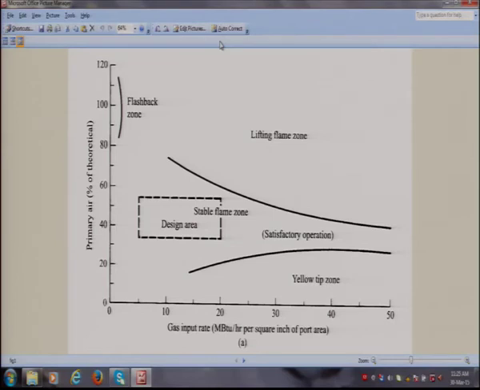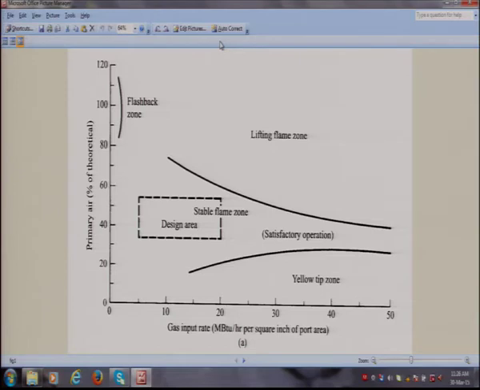All right. So, if you take a look at this, this has the gas input rate. This figure is also from Stephen Turns's book. This has a gas input rate on the x-axis. The gas input rate will mean the fuel air mixture coming out of the port. Okay. And plotted on the y-axis is the primary air, which is percentage of the theoretical.